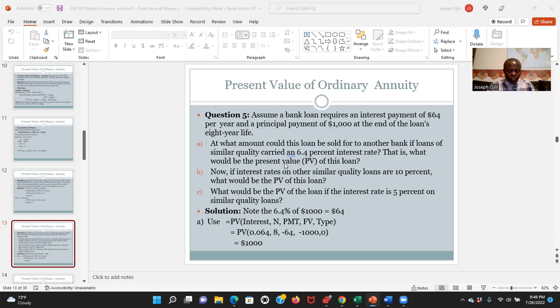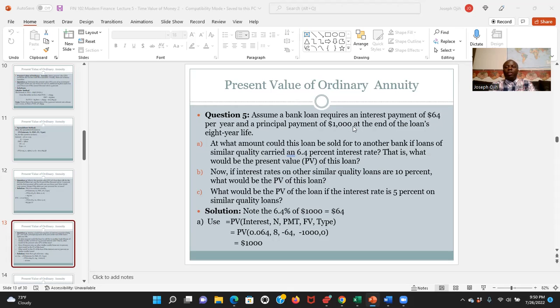First of all, let's write the values. The interest for part A is 6.4% right here, so 0.064. Next, the number of periods for part A is 8 years, it says 8-year life. So payment, it says $64 per year, so you're paying negative 64. And there's a principal payment of $1,000, so the future value is $1,000.